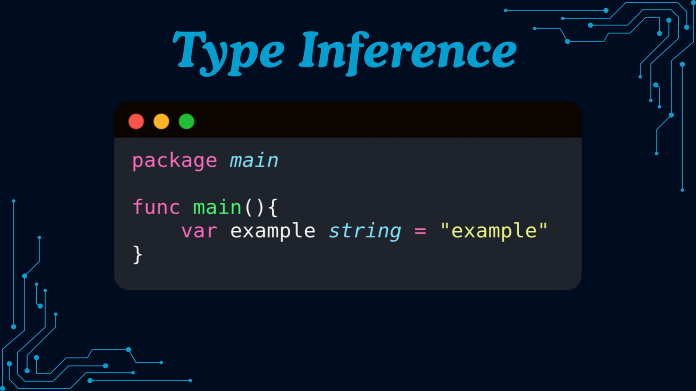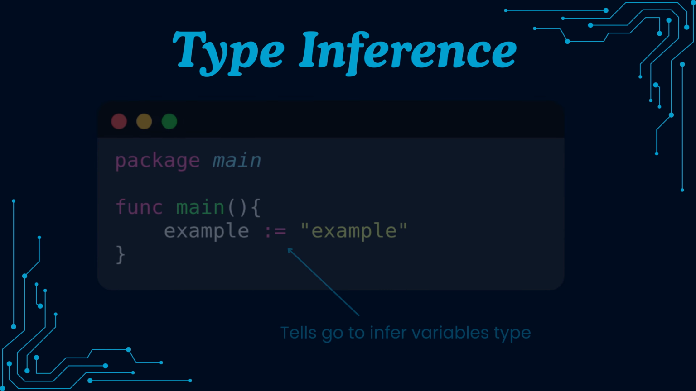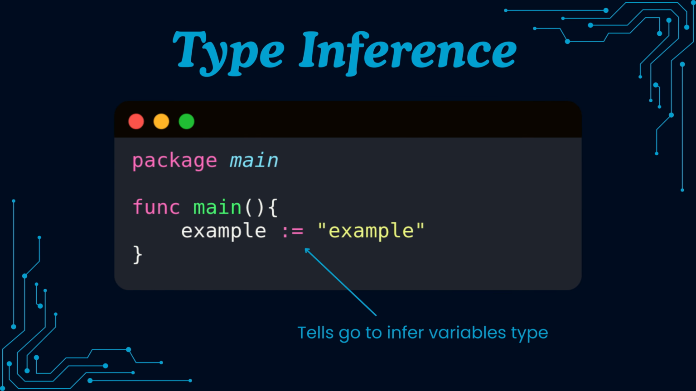This requires quite a bit of writing, since we have to write the var keyword, the name of the variable, the variable's type, and the value of the variable. But thanks to type inference, we can remove most of this. With type inference, we just need to state the name of the variable and use the type inference symbol and give the value. Doing this tells Go to create a variable called example, infer its type from the value it's given, and then set it equal to this value.